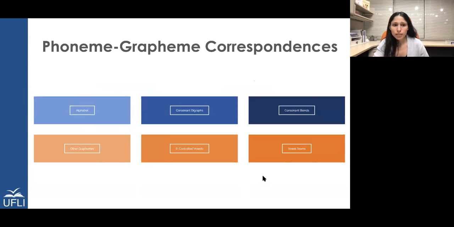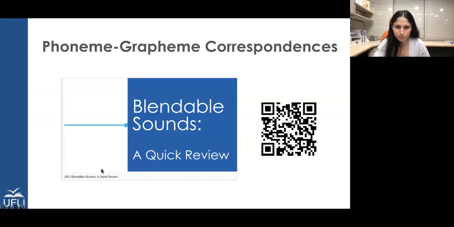This section of the hub is divided by type of graphemes. So you have just the alphabet, you have consonant digraphs, consonant blends are addressed, which aren't a different kind of grapheme, but they're grouped together in the hub. R-controlled vowels, vowel teams, and then just a section for other graphemes.